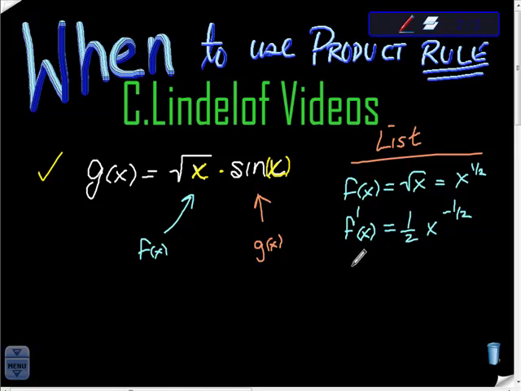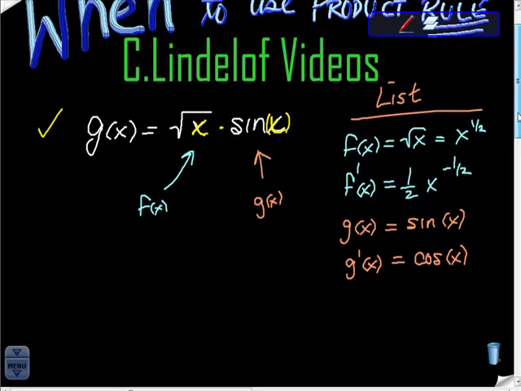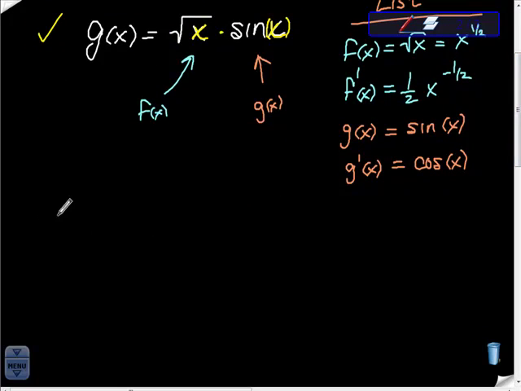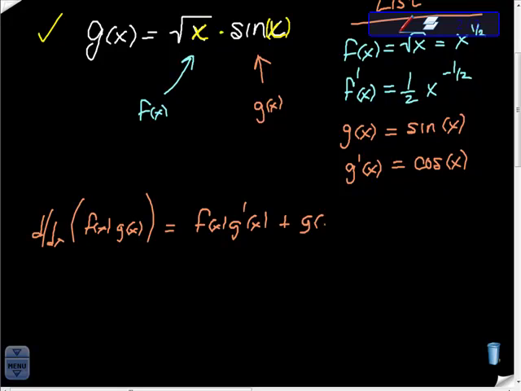Remember, I need a g of x, so my g of x is equal to sine x. And I need a g prime of x also, right? The first derivative of sine x is cosine x. So these are the pieces I need, because we know that the product rule says this. I'll do the definition real quick: the first derivative of f of x times g of x can be restated as f of x times g prime of x plus g of x times f prime of x. All that matters is that you have function, derivative, other function, other derivative.